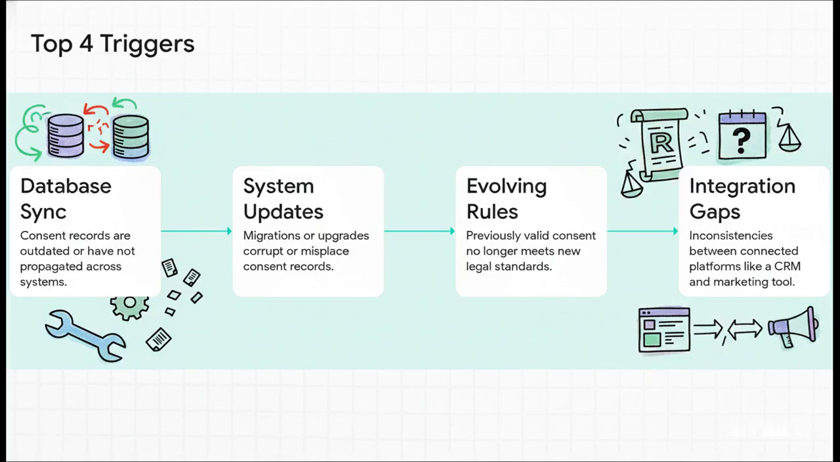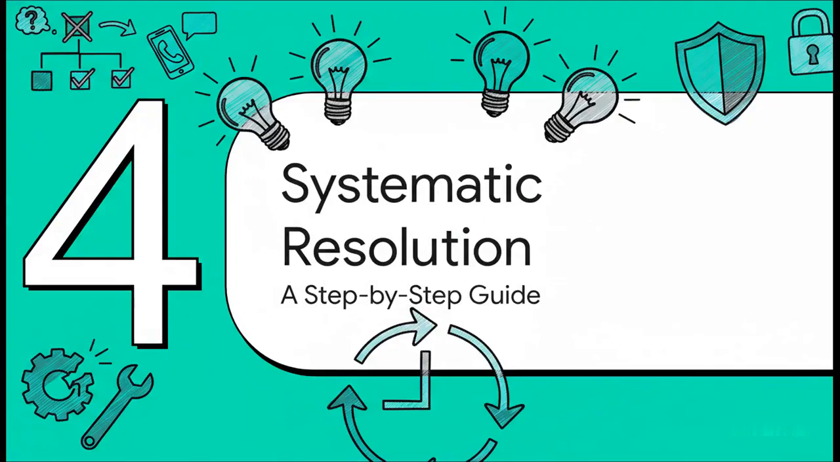You've got database sync problems where one system doesn't know what the other is doing. You've got system migrations and updates that can accidentally wipe out your consent records. The rules are always changing, so evolving regulations can turn yesterday's perfect compliance into today's violation. And of course, you've got gaps between your different systems that just create a breeding ground for these kinds of errors.